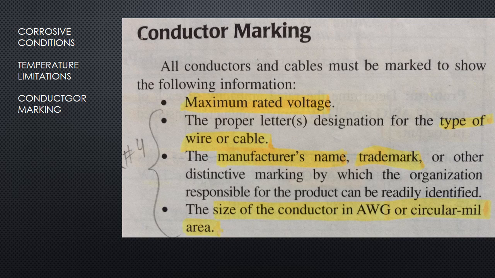Conductor marking. All conductors and cables must be marked to show the following information. First, maximum rated voltage. Second, the proper letter designation for the type of wire or cable. Third, the manufacturer's name, trademark, or other distinctive marking by which the organization responsible for the product can be readily identified. Fourth, the size of conductor in AWG or circular mill area.